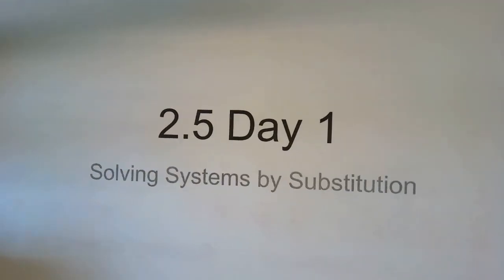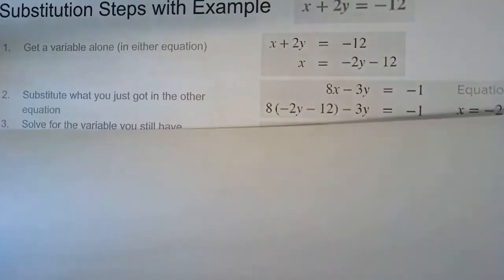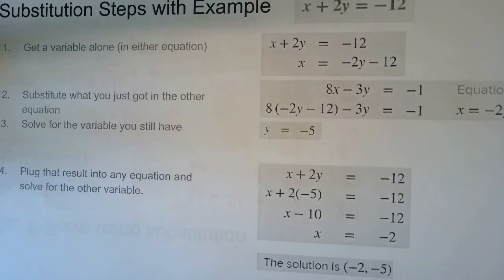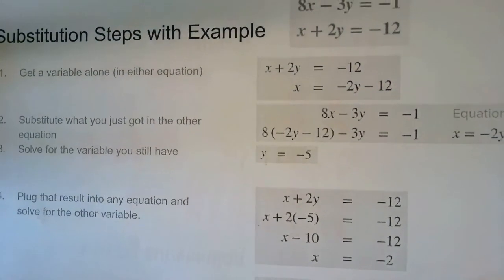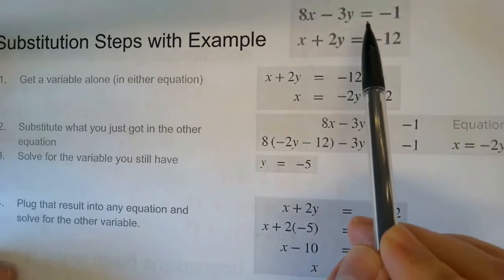Section 2.5 is where we are going to solve systems algebraically. So that means we will either solve the system by substitution or by elimination. So this first example shows you how you will be given a system that you're going to solve by substitution.